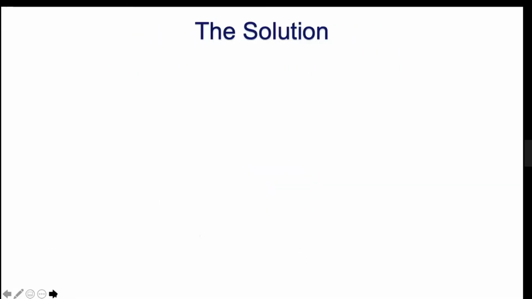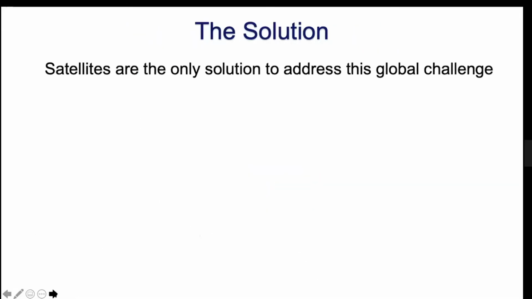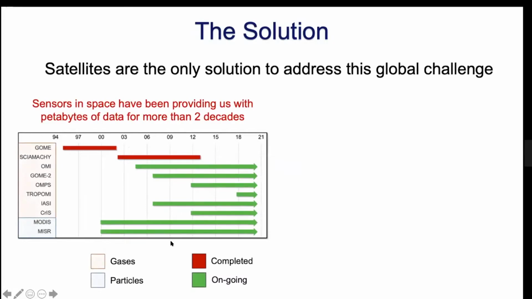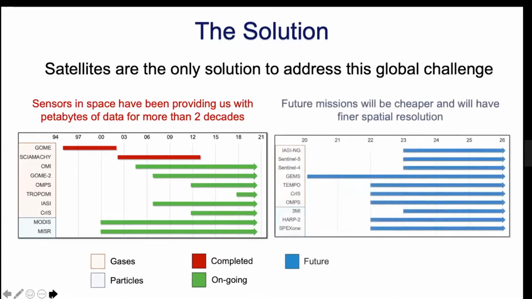So what is the solution to this global challenge? And satellites are the answer. So in this time series, I show that the sensors have been in space for over 2 decades for monitoring both gases and particles and providing us with petabytes of data. The red bars show the completed missions and the green bars show the ongoing ones. And the future sensors are going to be even better. They'll be cheaper and will have finer spatial resolution.